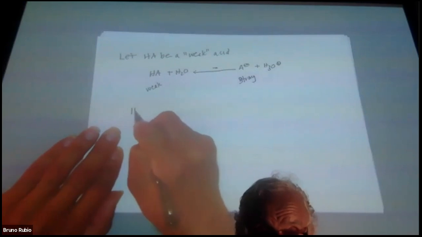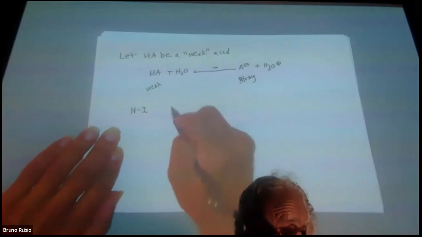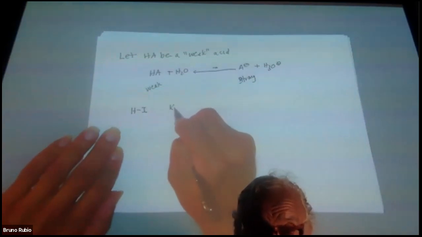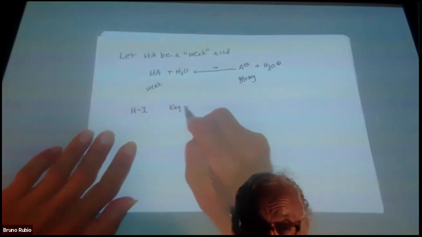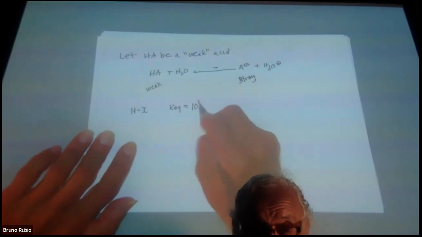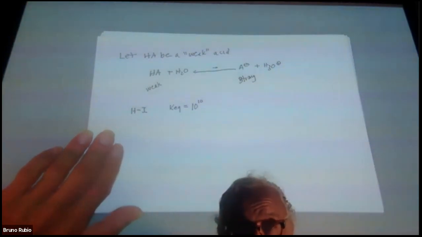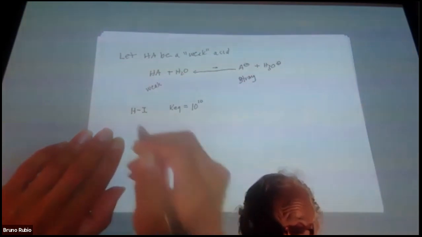The strongest acid is hydrogen iodide, and the KEQ of that reaction we talked about is 10 to the 10th. All right, so that's pretty big. It's a very strong acid. At equilibrium, there's hardly any I minus left. There's hardly any HI left. It's all been converted to I minus.